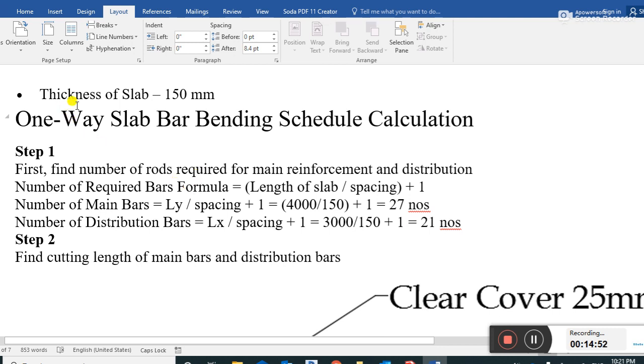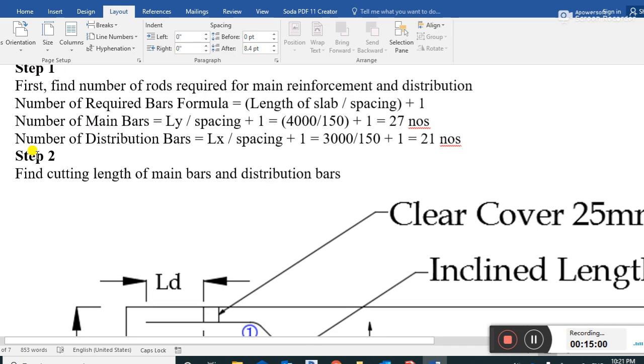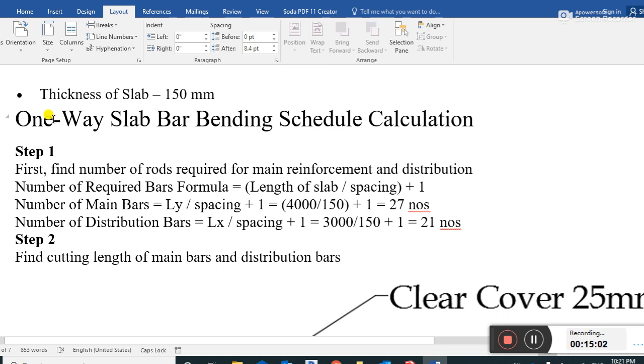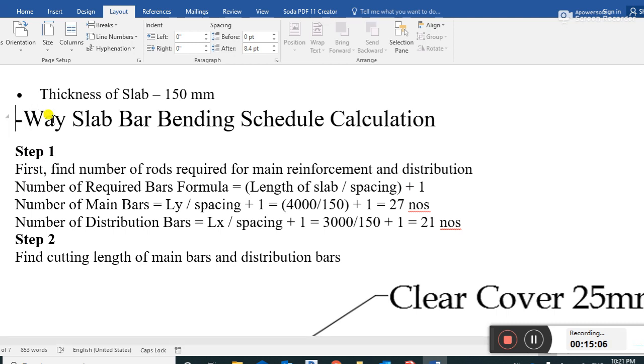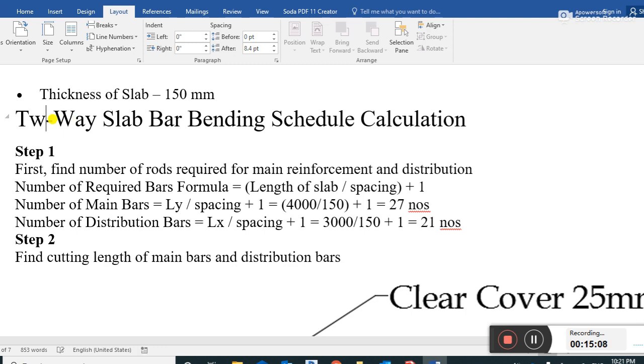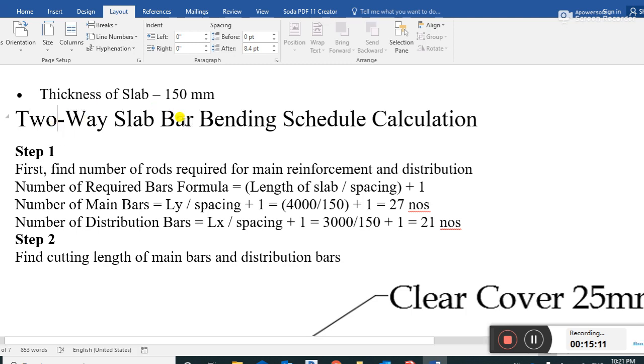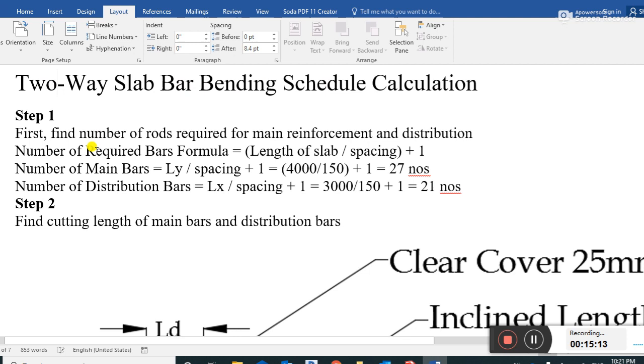Guys, thickness of slab is 150. We know this. The one-way slab bar bending schedule calculation was before. This is for the two-way. Guys, some mistake here. This is the two-way slab bar bending schedule calculation.